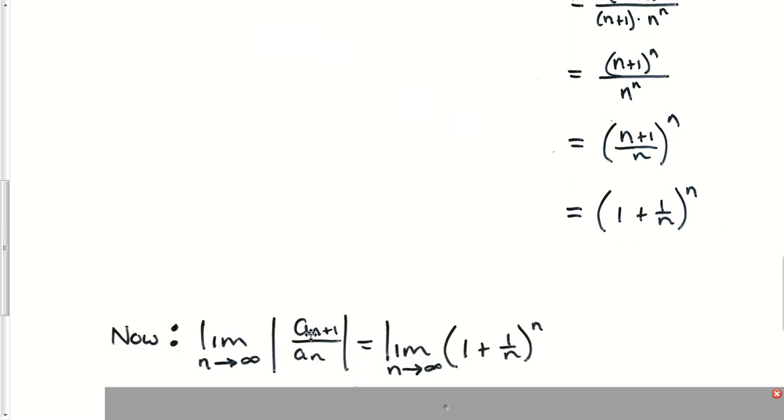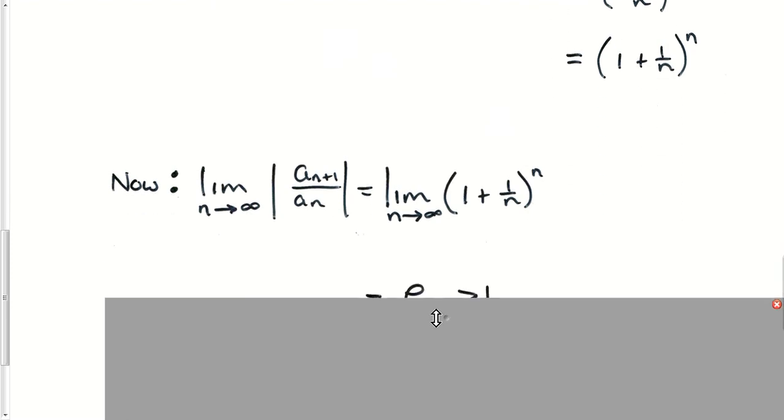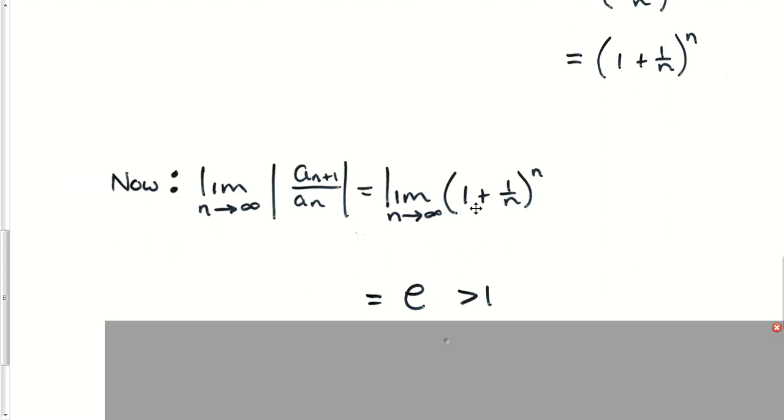The limit of the absolute value of a sub n plus 1 over a sub n is the same as the limit of 1 plus 1 over n to the nth power. That's how it's simplified. Now, that's a limit that we've studied in the past. The limit of 1 plus 1 over n to the n power is equal to e. That may be in Calculus 1, but I think we've reviewed it here in Calculus 2. That's when we had to use L'Hopital's rule in a special way. We had to do some special work with this. But anyway, the limit of that is e.